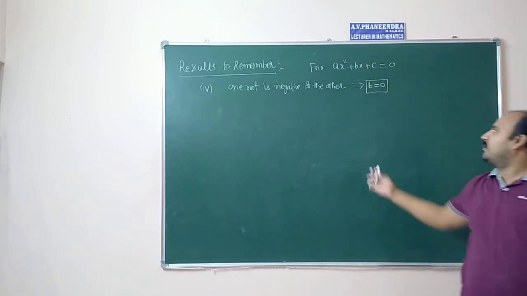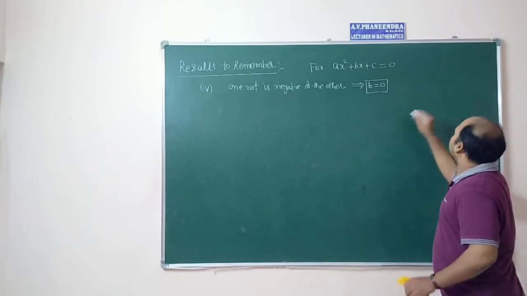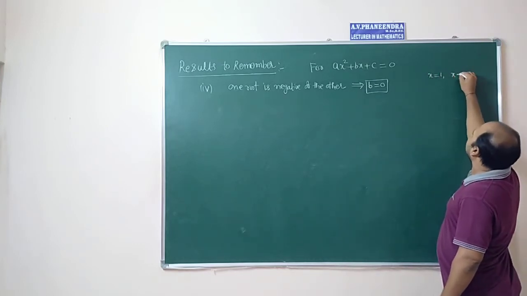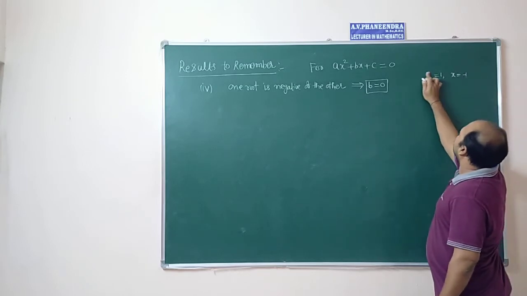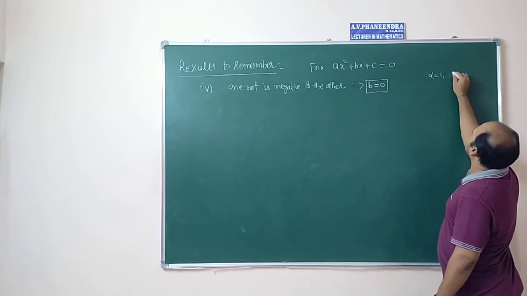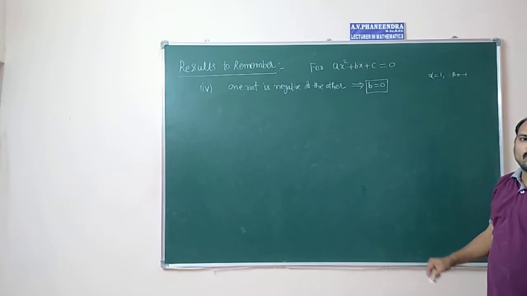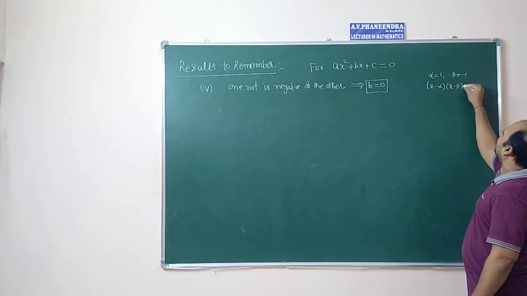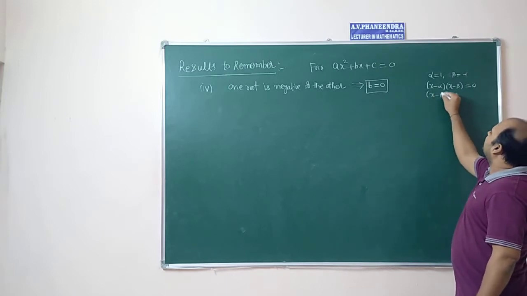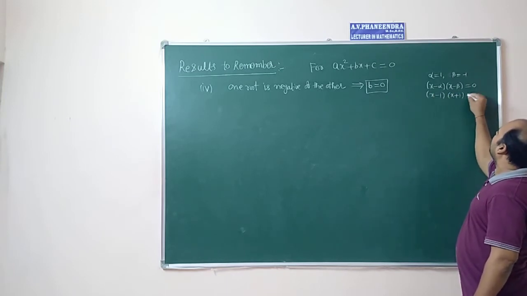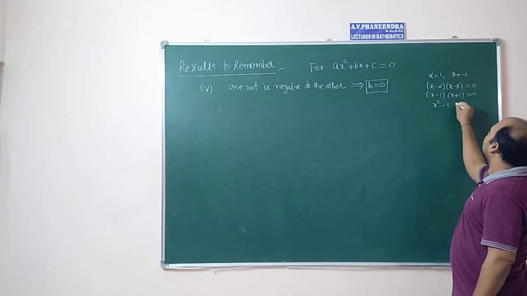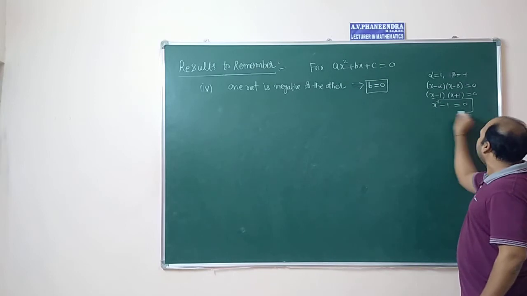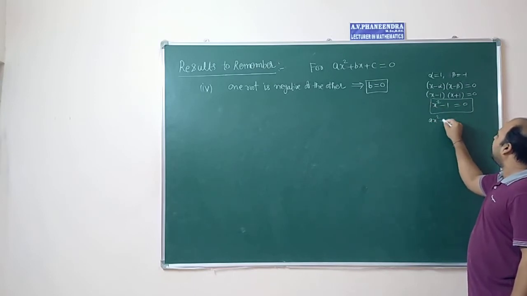Sir, why are you saying that b is equal to 0? Suppose, for example, one root is x equal to 1 and the other root is x equal to minus 1. That means alpha is 1 and beta is minus 1. We know the quadratic equation is (x minus alpha)(x minus beta) equal to 0. Therefore, (x minus 1)(x plus 1) equal to 0, so x square minus 1 equals 0. This equation you have to compare with ax square plus bx plus c.